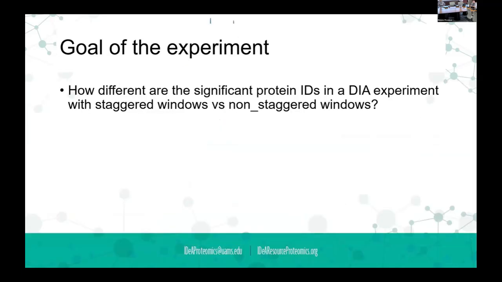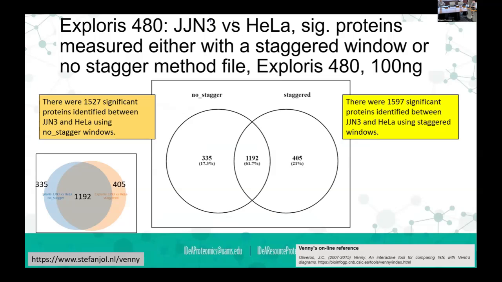So the goal of this experiment was, how different are the significant protein IDs in a DIA experiment with staggered windows versus non-staggered windows? I do the experiment, and now I want to figure out which proteins are significant in the relationship between HeLa and our JJN3, and then I want to have them in two different groups, the staggered and the non-staggered.